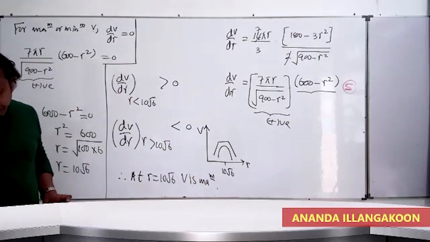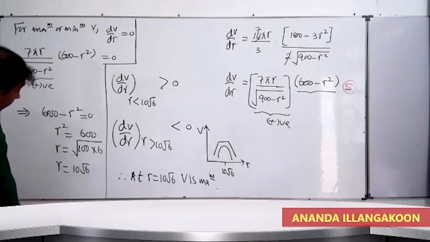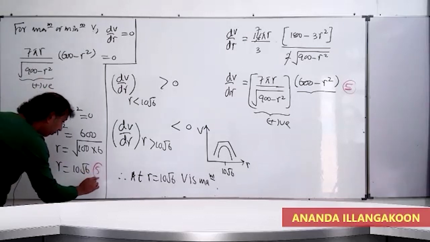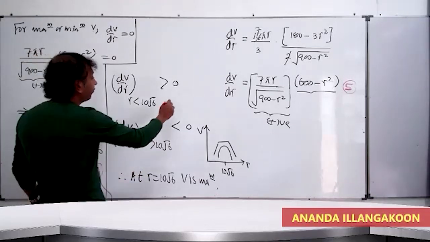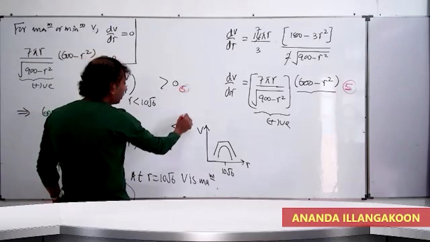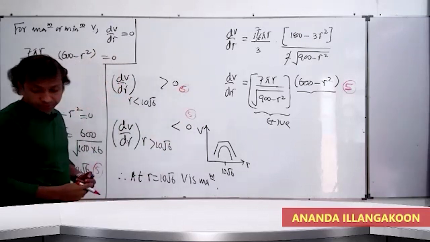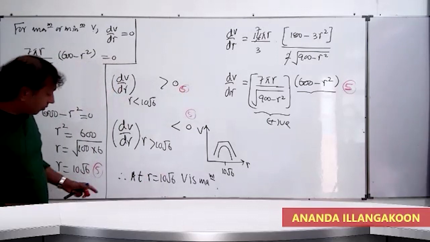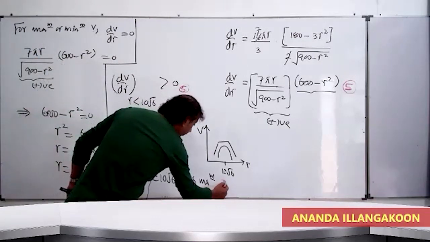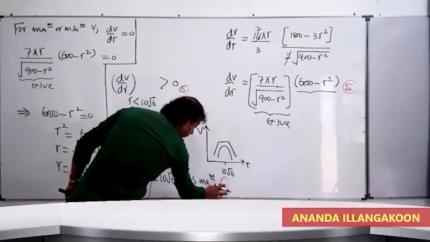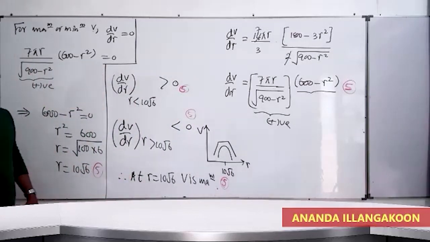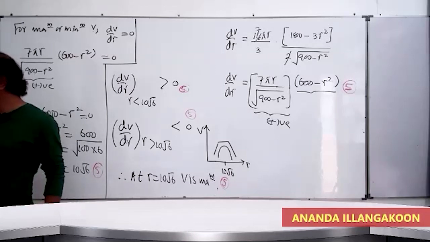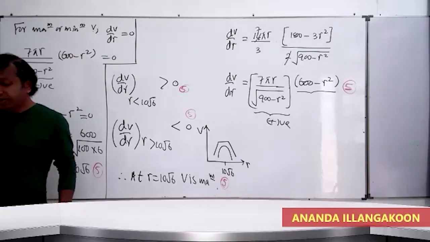Then here, for getting this r value, 5 marks are given. And for finding the sign here, 5 marks. For stating V is maximum at r equals this, 5 marks. This is how we take the marks. And that is how we take that answer.